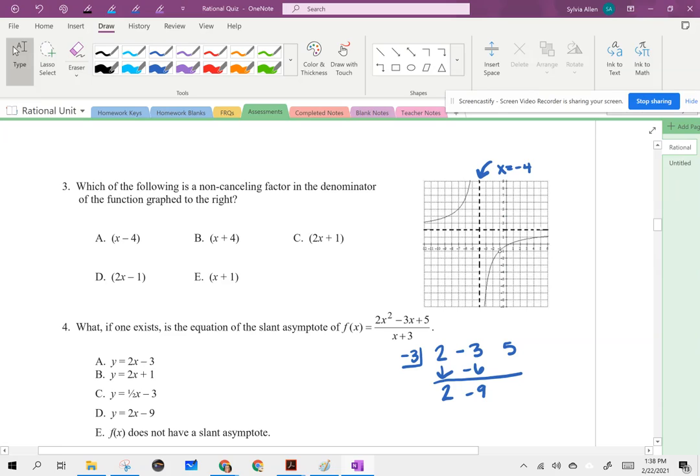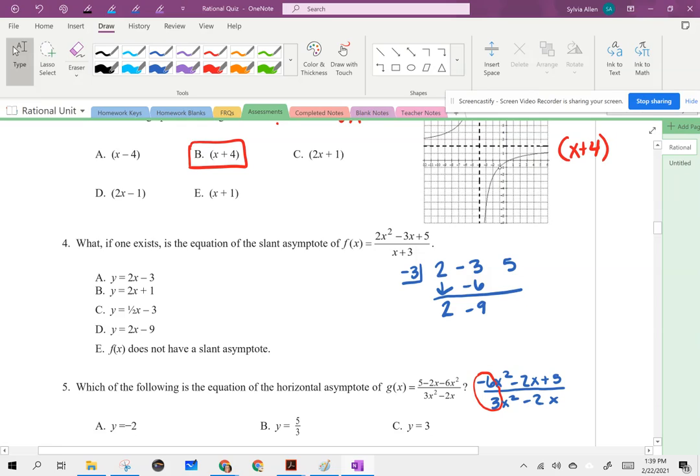Number 3 says, which of the following is a non-canceling factor in the denominator? If it's a non-canceling factor in the denominator, that's going to be your vertical asymptote. Your vertical asymptote is x equals -4, but in factored form, it's x plus 4. So the answer is going to be B.